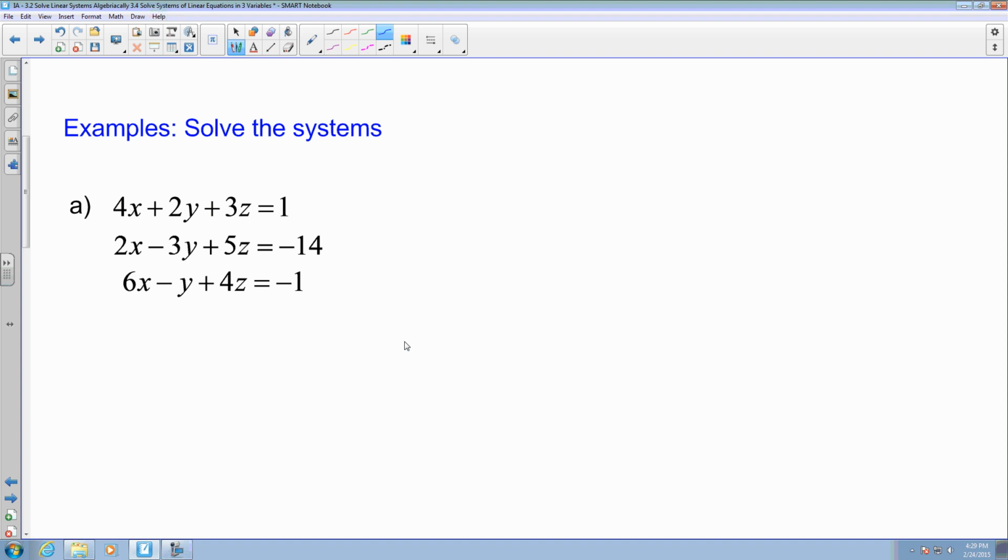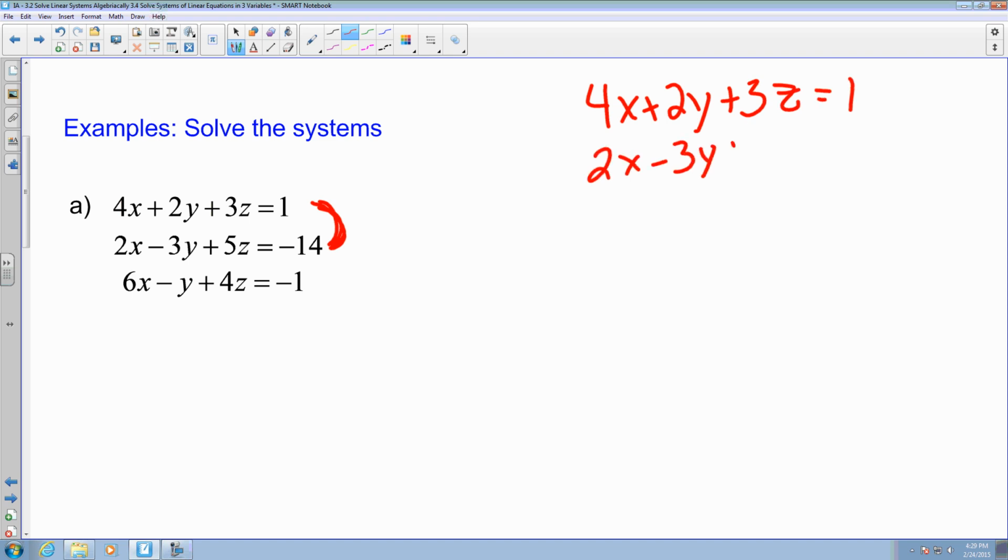The first thing we're going to take a look at is this system here. We got 4x plus 2y plus 3z equals 1. And we got 2x minus 3y plus 5z equals negative 14. Finally, we got 6x minus y plus 4z equals negative 1. The first thing I'm going to do when we solve this is pay attention to these two equations. So I'm going to rewrite this: 4x plus 2y plus 3z equals 1. And then 2x minus 3y plus 5z equals negative 14.